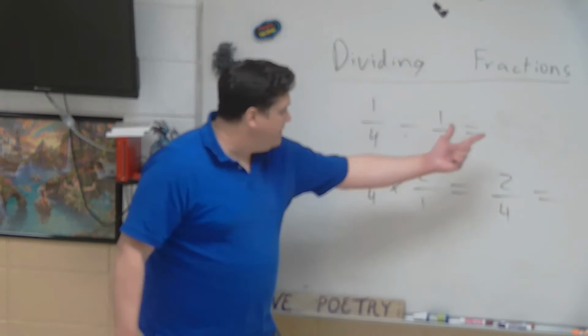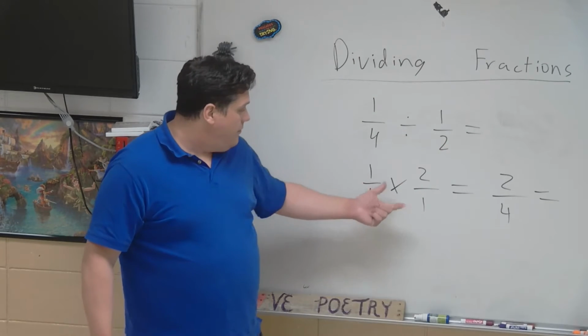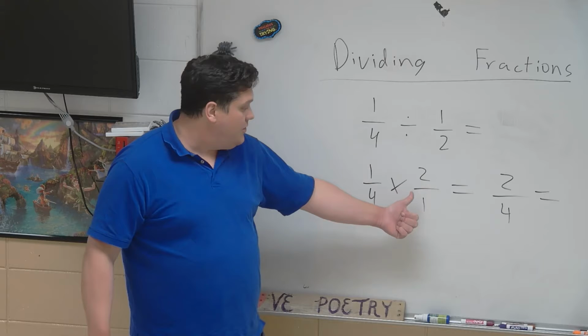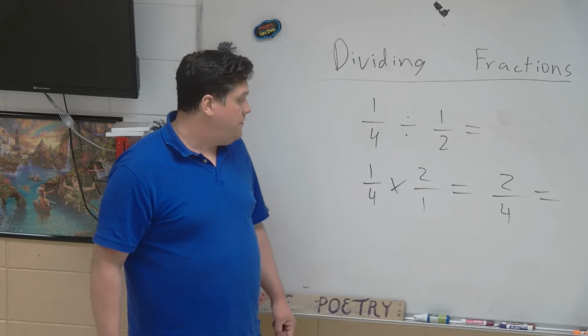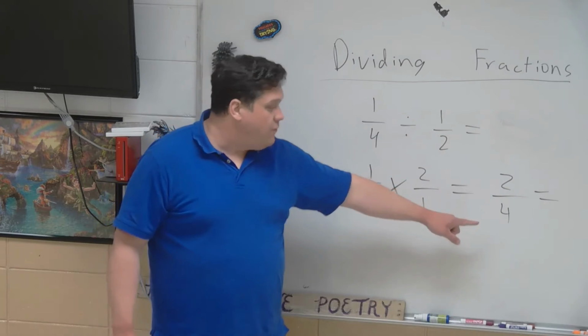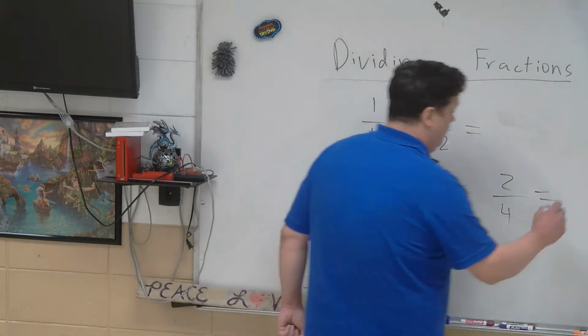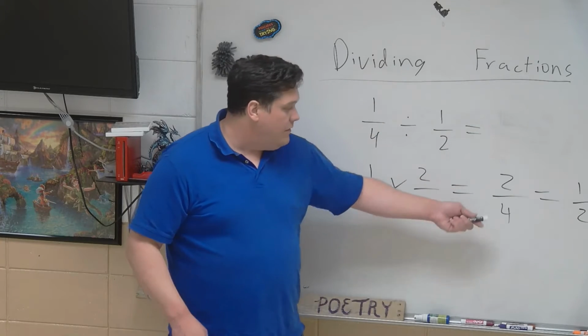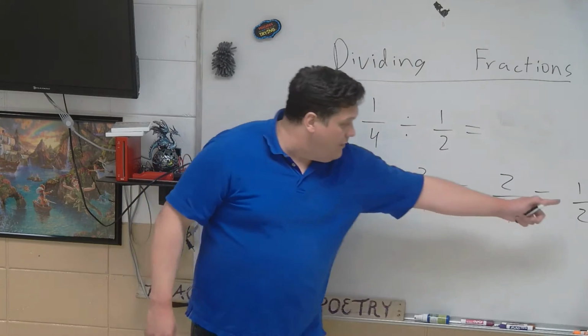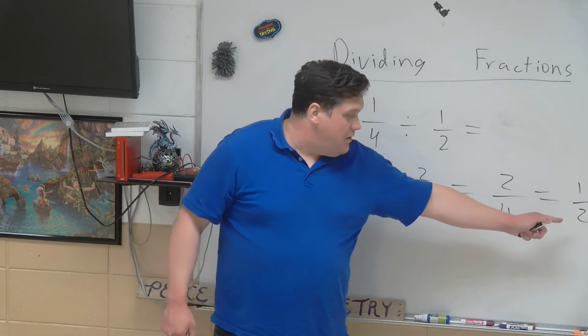But this should look familiar. It's exactly what I wrote before. 1/4 times 2 equals 1/4 divided by 1/2. They're the same. And that would be 2/4, and if we simplify that, that's 1/2. We just divide the top number by 2, bottom number by 2. These are equivalent fractions. 2/4 equals 1/2.